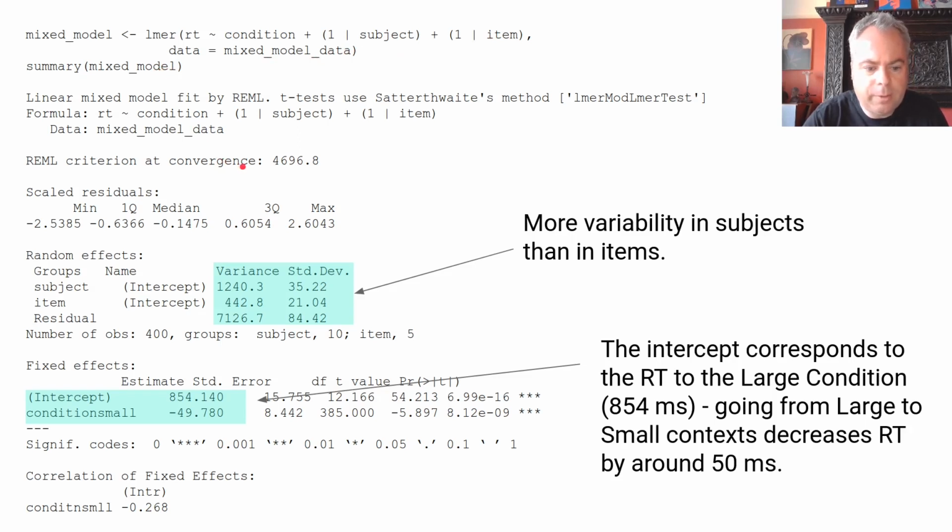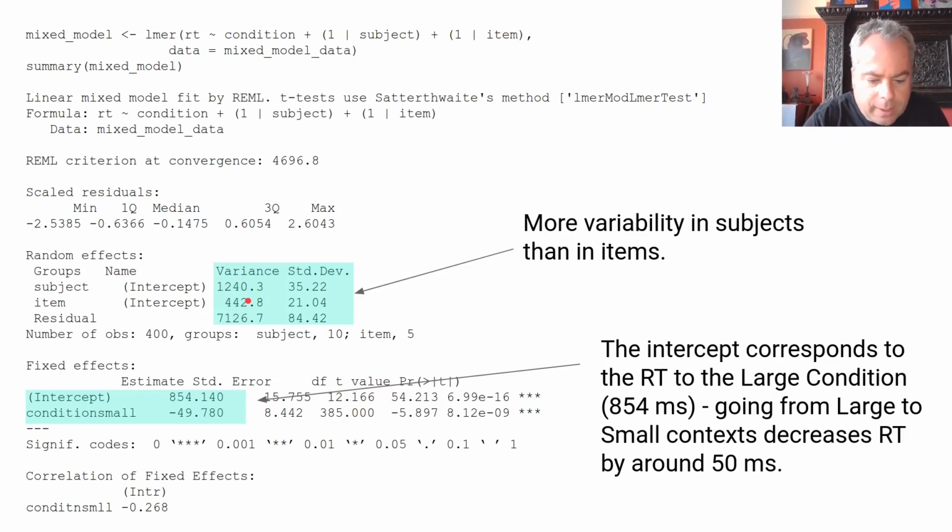So we get lots of information in the summary. Not all of it is equally relevant to us. What we're going to focus on first of all is this set of random effects. So we can look, we've got the random effects of subject, random effects of item, and we can see we've actually got a lot more variability in our subjects than in our items. And that is probably fairly typical.